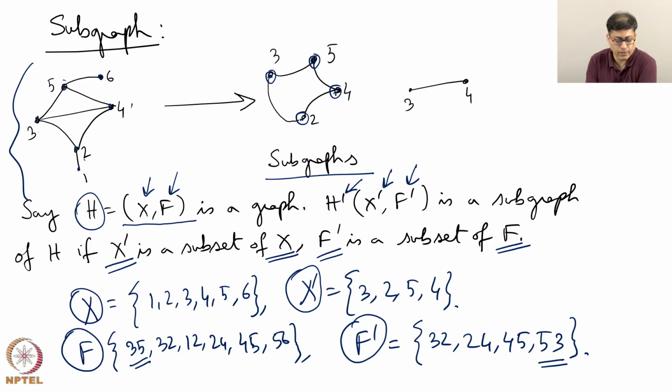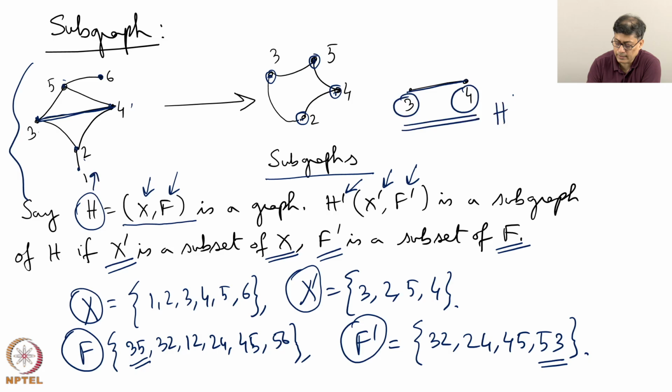Now, if I just pick up this line 34 here with two vertices 3 and 4, this is also another subgraph of the graph H, another subgraph.